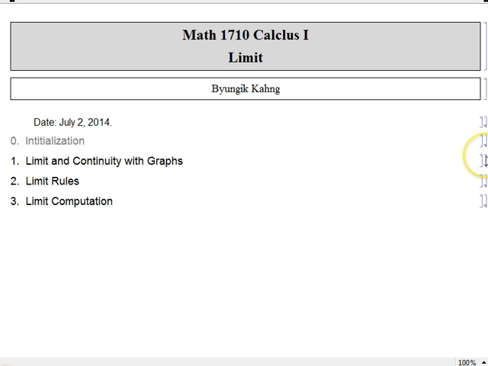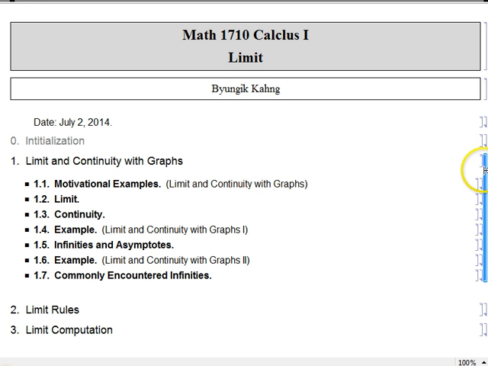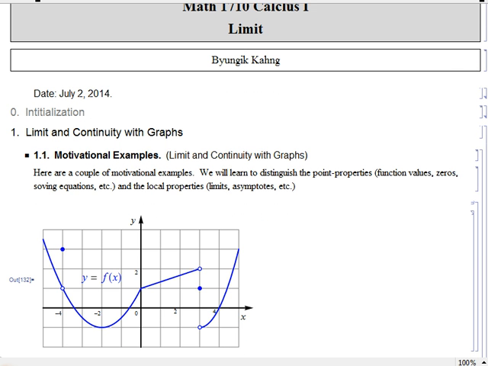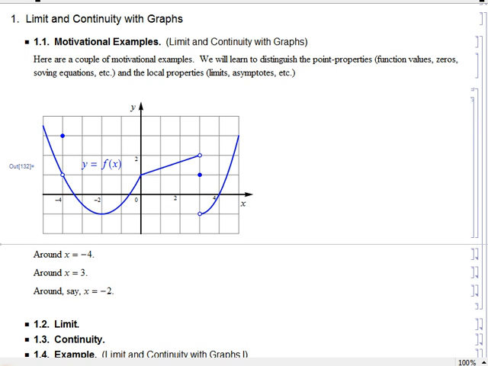Let's go. Let's begin with a couple of motivational examples. Here's one. Let's suppose a graph of y equals f of x is given as follows here. I hope everybody can see that there are 2 very interesting points, or singular points, where x equals -4 and x equals 3. And of course, in all other points, we have generic behavior.